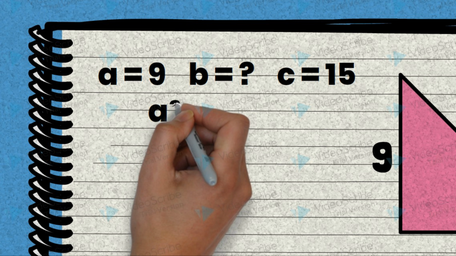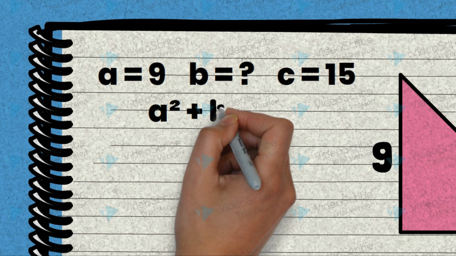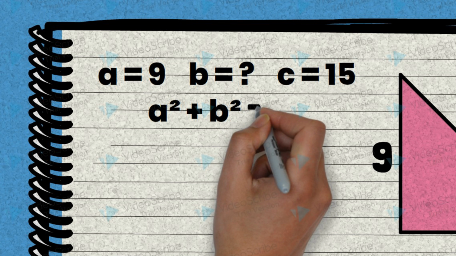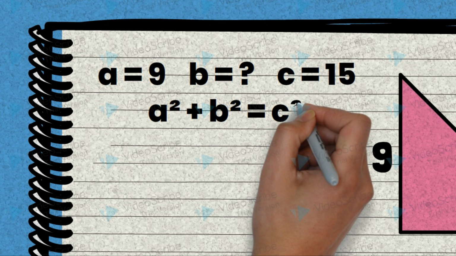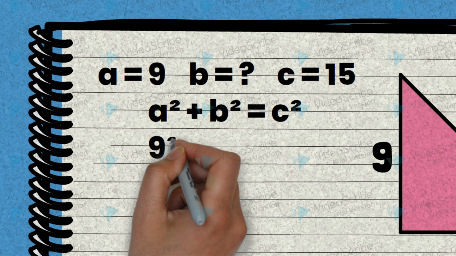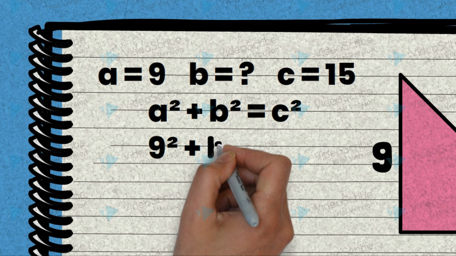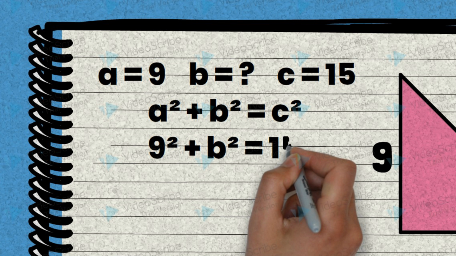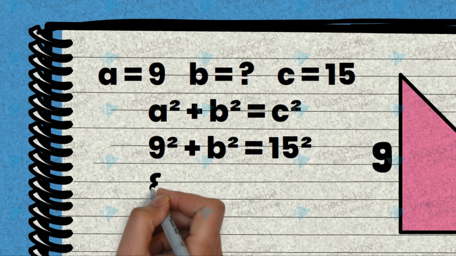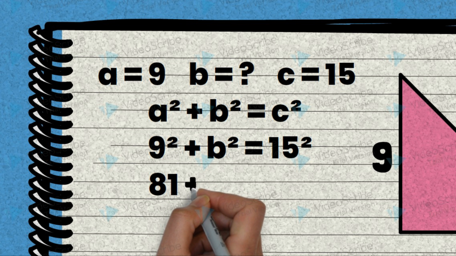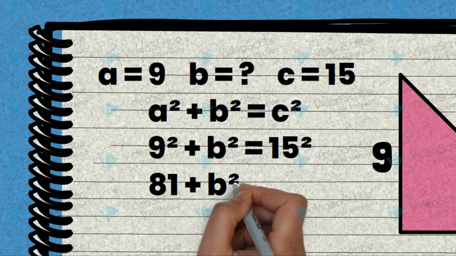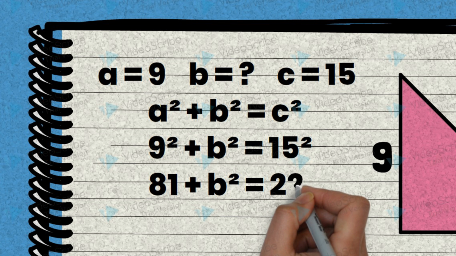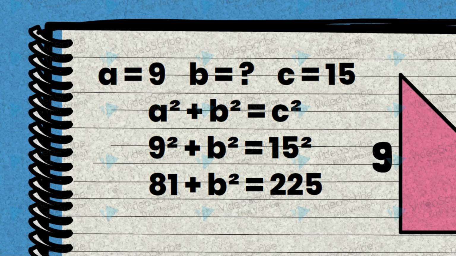Then write the Pythagorean theorem. A squared plus B squared equals C squared. Next, we substitute. That's going to be 9 squared plus B squared equals 15 squared. Calculate the squares. 9 squared is 81 plus B squared equals 15 squared is 225.